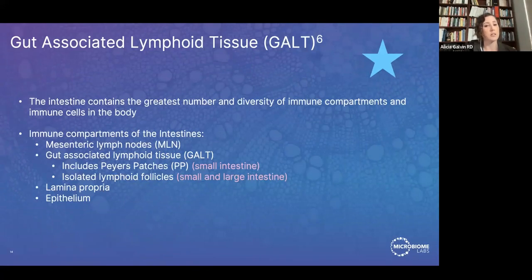We have mesenteric lymph nodes, which we'll talk about. Then we have the GALT, which includes Peyer's patches in the small intestine, and isolated lymphoid follicles, which are in the lower part of the small intestine and throughout the large intestine. We then have the lamina propria, the area right underneath the intestinal epithelial layer. That's where a lot of our immune cells are. And then, of course, we have the epithelium, because the epithelium is the first barrier that anything within the lumen is going to have to breach to get down into the lower parts where the immune system is. So it's really all of these things working together that comprise the immune system within our gut.